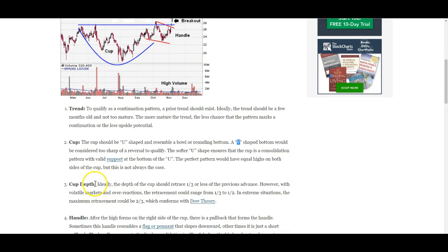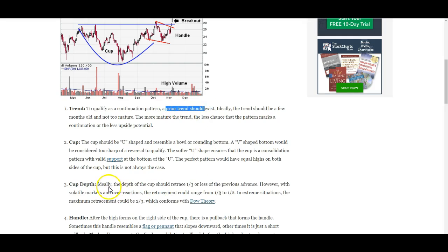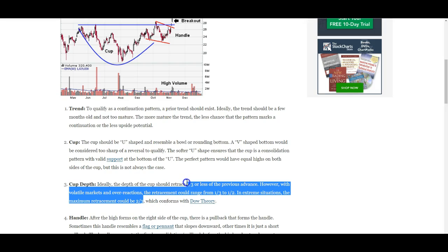Cup depth. This is important when you're looking at the continuation of the trend. It's saying it should retrace about 1/3 or less, but it's also saying it can go to 2/3. So the prior trend should exist, and the cup shouldn't retrace really more than 1/3, but up to 2/3. That's kind of a loose rule, but basically it shouldn't retrace back to where the trend started from.